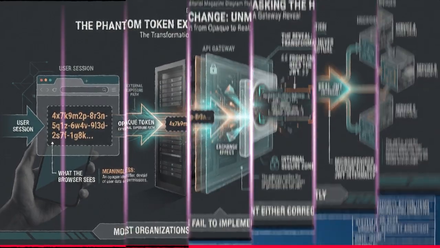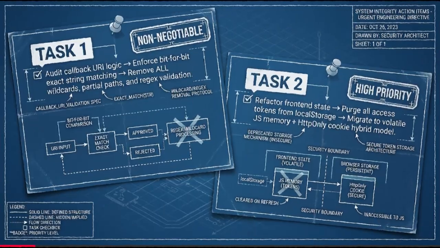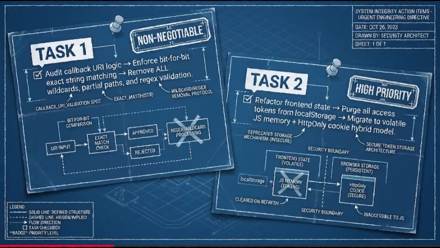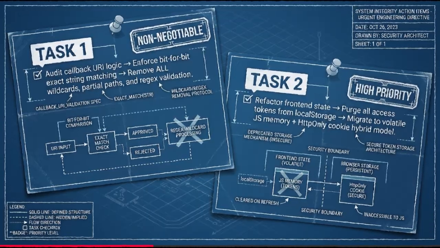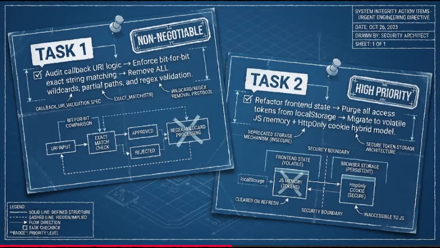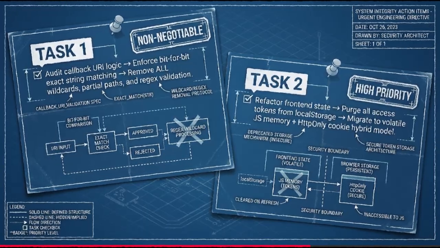That brings us to our closing action items. You have 3 concrete tasks to execute this week. 1. Audit your callback URI logic in your authorization servers. You must enforce bit-for-bit exact string matching and remove all wildcards or partial path matching logic. Non-negotiable.